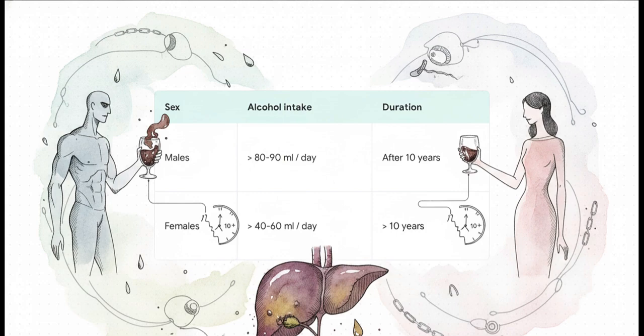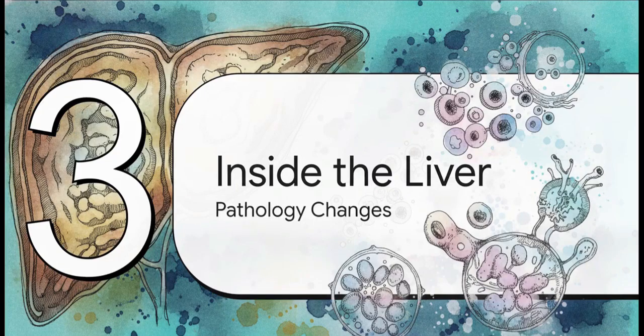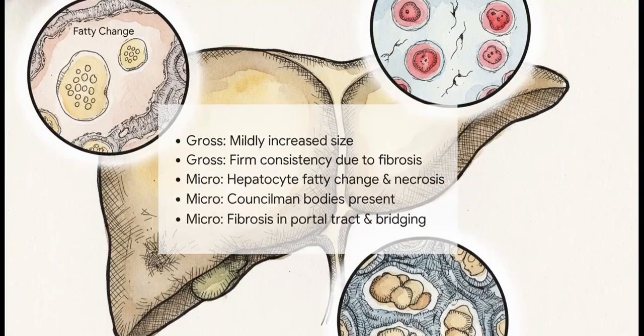All right, Section 3, pathology, inside the liver, examining the gross and microscopic changes. So we know the triggers and thresholds, but what does this destruction actually look like in the body? Well, on a gross macroscopic level, the whole liver mildly enlarges. But the crazy part is its consistency. It becomes incredibly firm, literally stiff from all that heavy fibrosis.